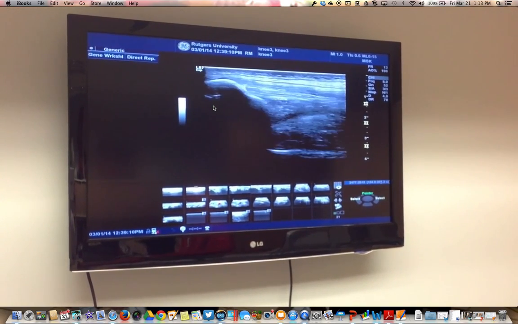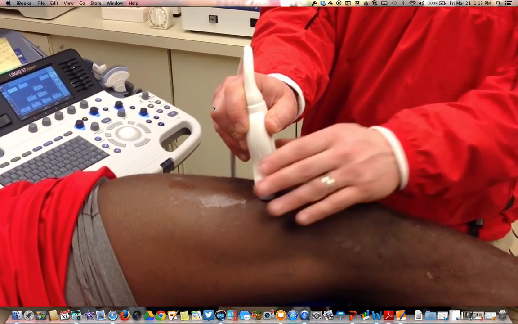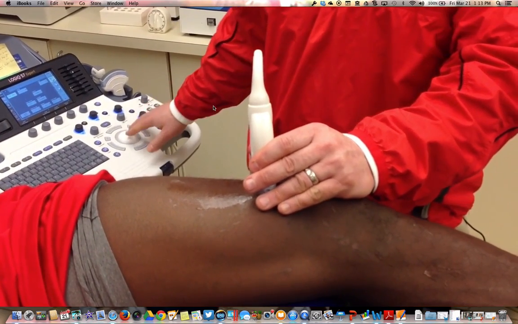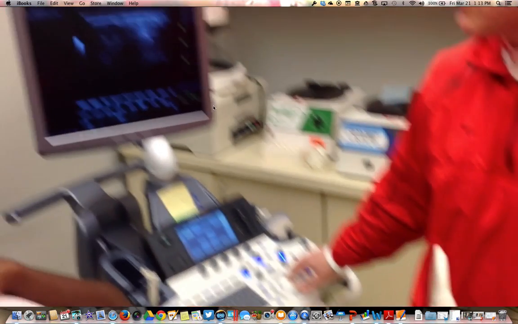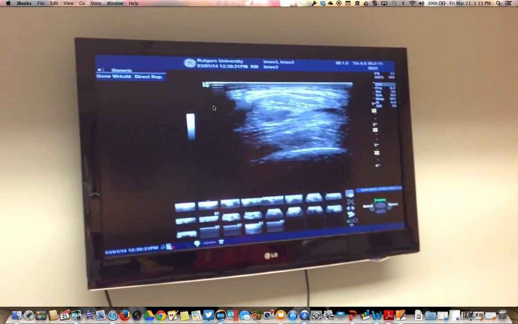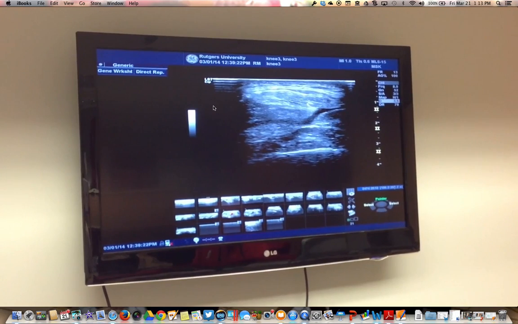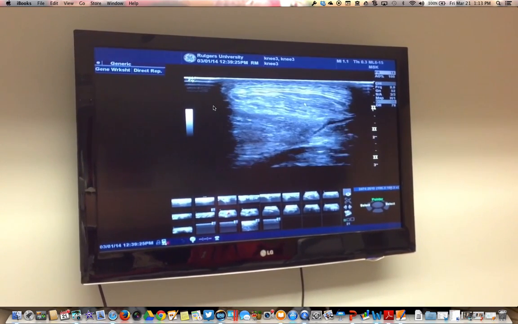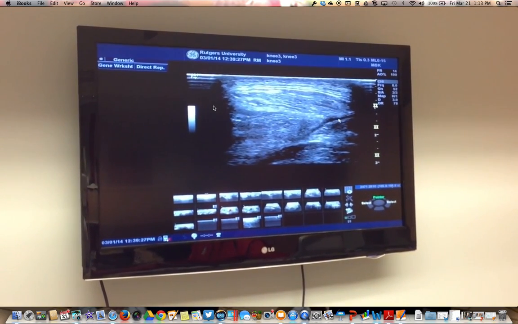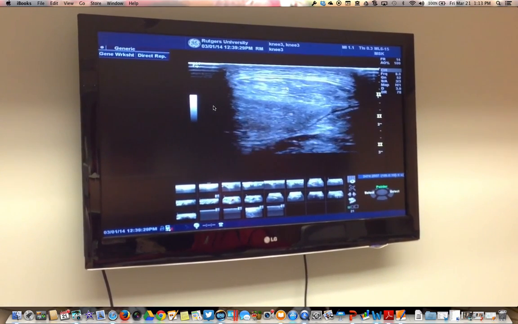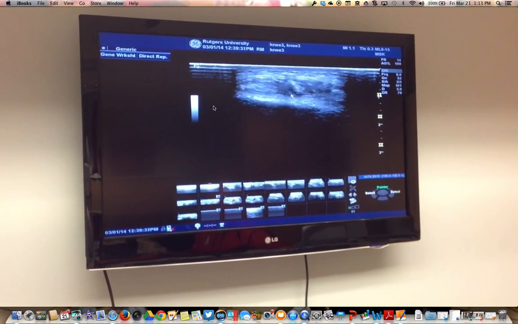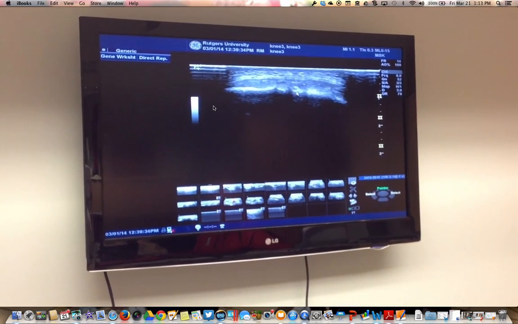In addition, we want to do a short axis approach by placing our probe 90 degrees and looking at the tendon and muscle in short axis. I want to follow it all the way down, and I will zoom in again. Down here we see part of the joint fluid coming in. Here's the quadriceps muscle coming down to the tendinous portion and attaching to the patella.